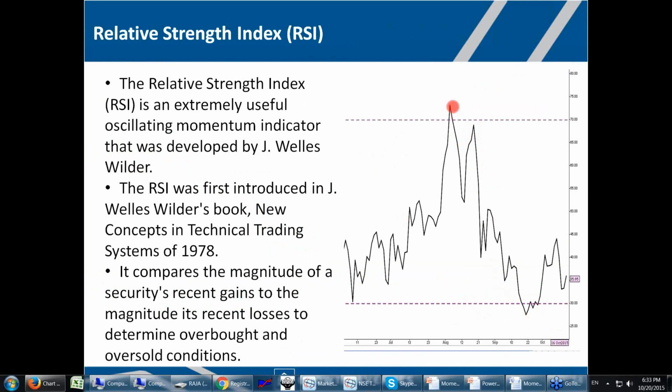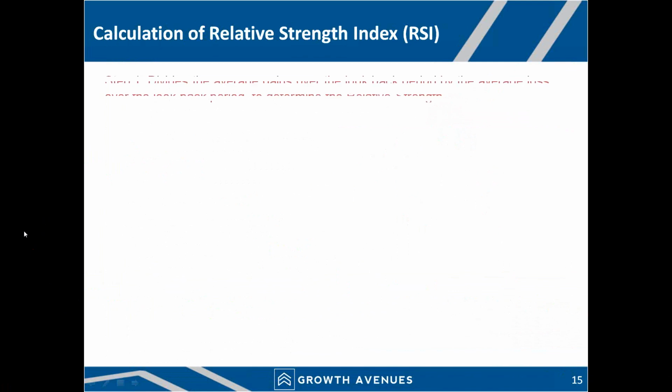So this is a case of overbought and this is a case of oversold. So when a price reaches this zone, one should immediately get alerted about a possible reversal in the making. So let's see how they are calculated.